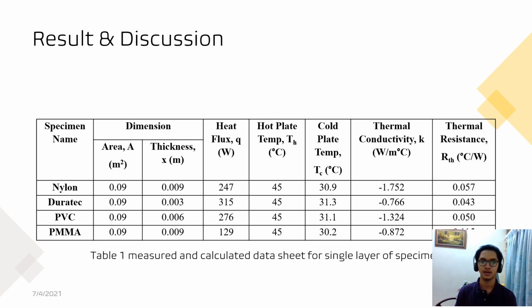As I should have mentioned earlier, all the areas of the specimens are the same, which is 0.09, sorry, and the thickness of Duratec is 0.003. The heat flux is 315 watt and the cold plate temperature is 31.3 degrees Celsius. The thermal conductivity of Duratec is negative 0.766 watt per meter degree Celsius and the thermal resistance is 0.043 degrees Celsius per watt.